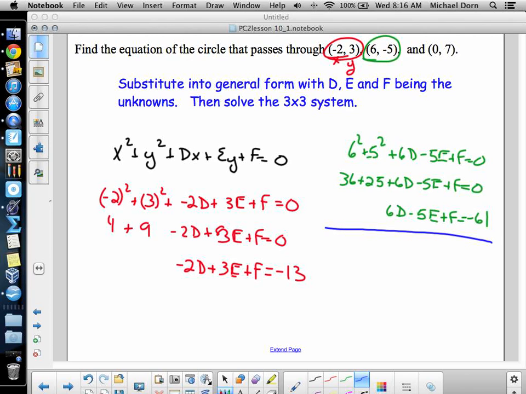0, 7. 0 squared plus 7 squared plus 0d plus 7e plus f equals 0. Well, it's a little easier. It's going to give me a 49 here, plus 7e plus f equals 0, because 0d goes away. So 7e plus f equals negative 49.